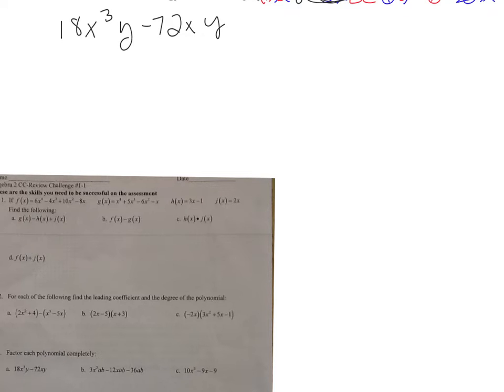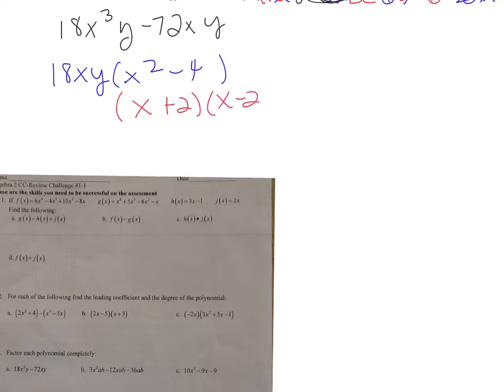So I noticed there is a GCF. The GCF is 18xy. And then we're left with x squared minus 4. And then I can factor x squared minus 4. It is the difference of two perfect squares, so it's x plus 2, x minus 2. And remember, bring down the GCF. All right, so that was 3a. So let's take a look at 3b.